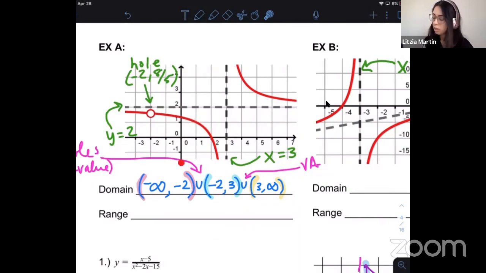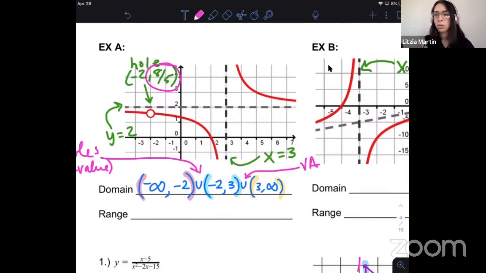So all of these y values here are going to be part of our range, and up until here at the y value of our hole. So our hole is at 8/5. So I know that that is going to be breaking up my range right here.